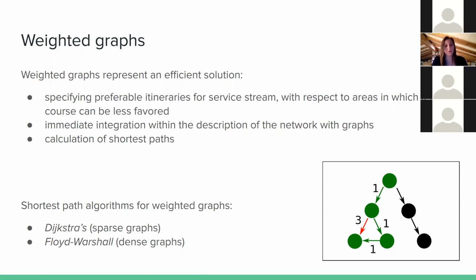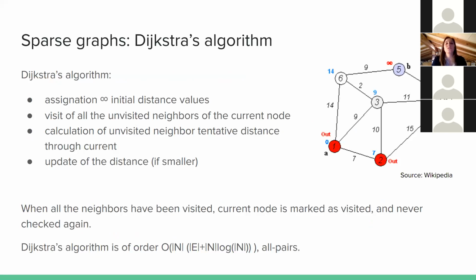We have 2 different ways of computing shortest path, 2 different algorithms, depending on the density of the graph itself. So if the graph is sparse, then you have Dijkstra's algorithm. Otherwise, you have Floyd-Warshall algorithm. Let's start from the sparse graphs. Dijkstra's algorithm starts with all the nodes in the graph set as unvisited and all the distances between pairs of nodes set to infinity. You start from one node and you visit all the unvisited neighbors of the node. The node that you are visiting currently is defined as current, and you go on visiting all its neighbors.